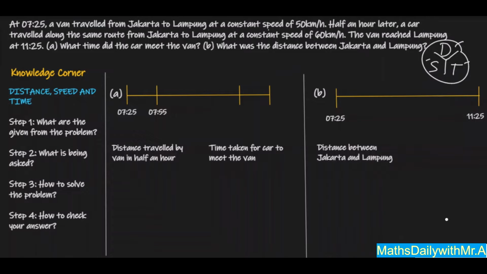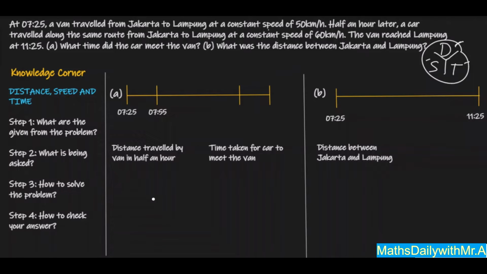To solve for distance, speed, and time, you have to remember these three elements: D, S, and T. To solve for distance, you have to multiply speed and time. To solve for speed, divide distance by time. And to solve for time, divide distance by speed. On this side, we have the simple steps to follow in solving word problems about distance, speed, and time.